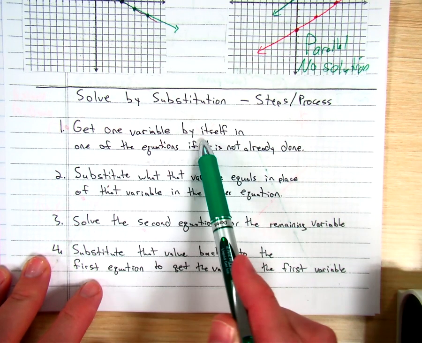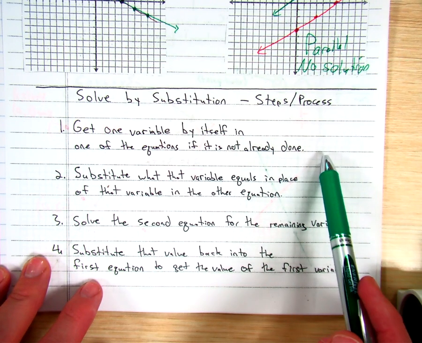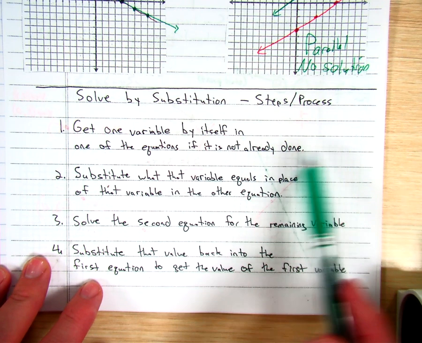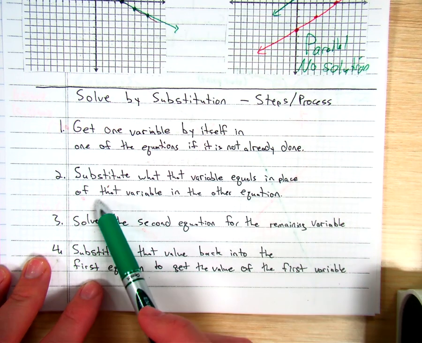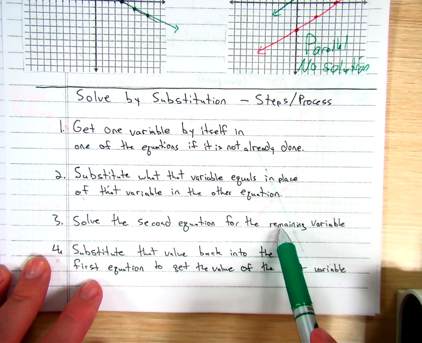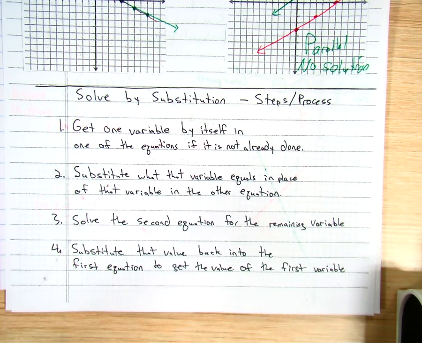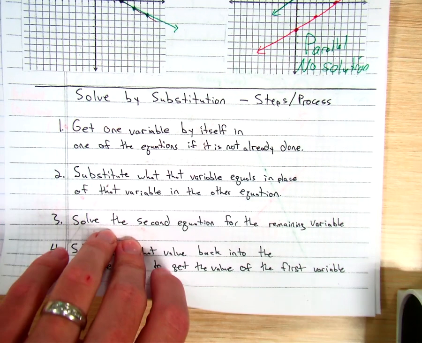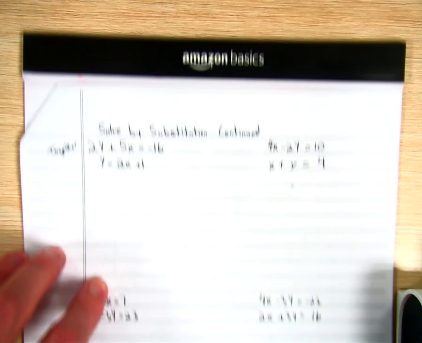We're going to get one variable by itself in one of the equations if it is not already done. Sometimes they're nice, and it'll give you x equals or y equals. Substitute what that variable is equal to in place of that variable in the second equation. Solve that second equation for the remaining variable, and then you'll get x equals a number or y equals a number, and plug that back into the original equation to solve for the other one. So it sounds pretty crazy in words. Hopefully not too bad once we get rolling here.